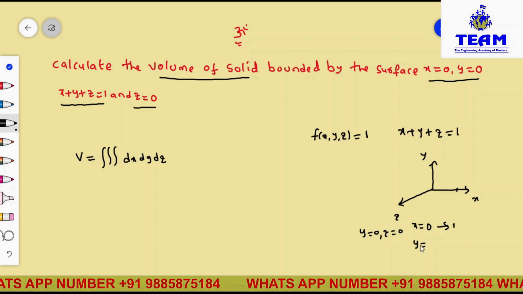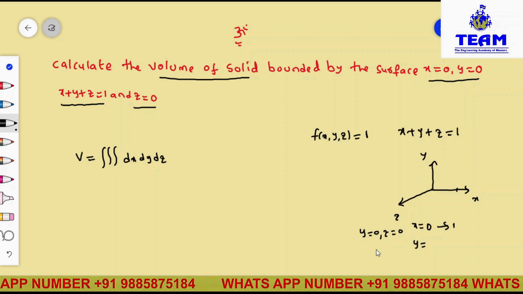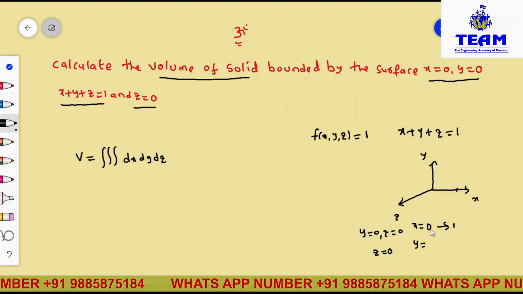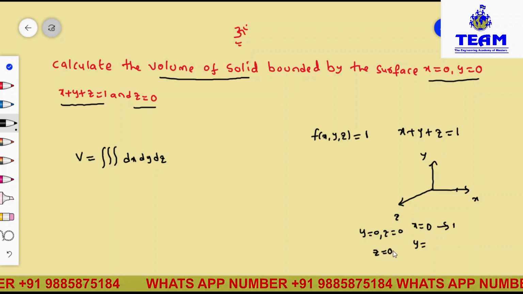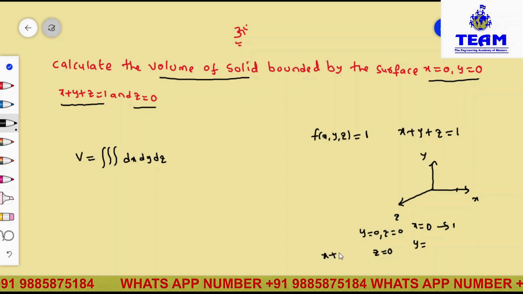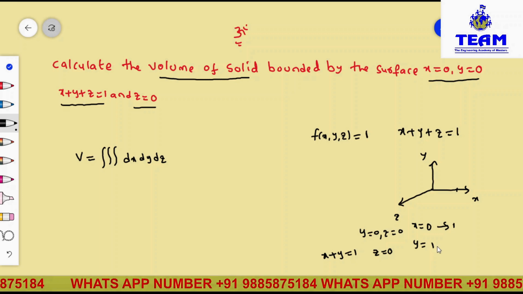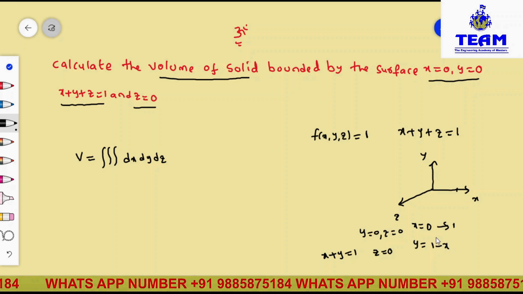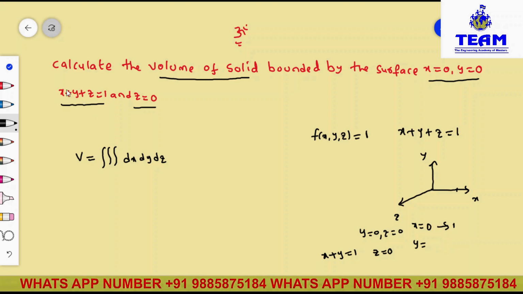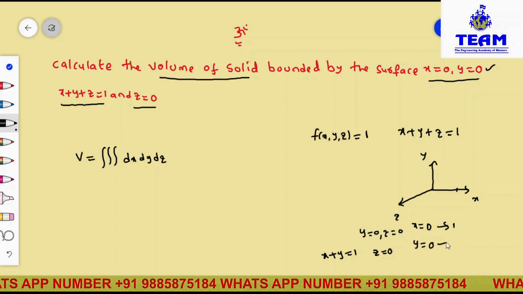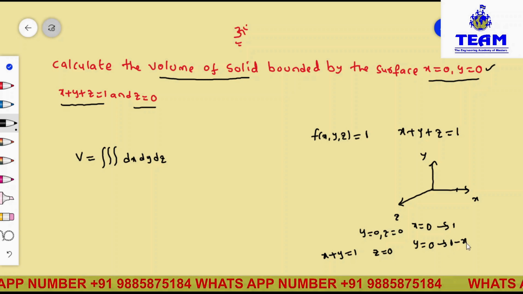Now to get the y limits, you have to substitute z is equal to 0, not x is equal to 0, because x is the independent limit. If you put z is equal to 0, what do you have? x plus y is equal to 1. Now I want the y value, so y is equal to 1 minus x. The other limit for y is y is equal to 0. Therefore, y is from 0 to 1 minus x.